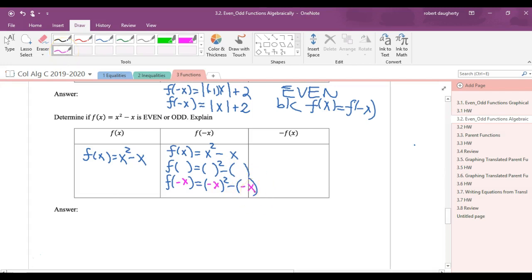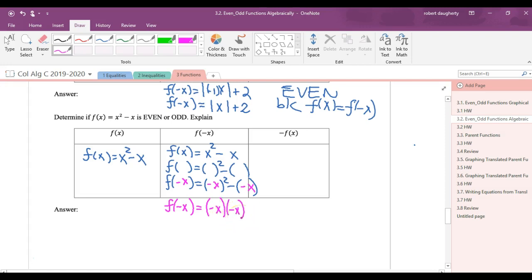Okay, so all I did, I had blank parentheses. Everywhere there was a blank parentheses, I put in a negative x. And now I got to do some simplification. So this tells me that f of negative x is, okay, what is negative x squared? That's negative x times negative x. Okay, if you need to write that down, that's negative x times negative x.